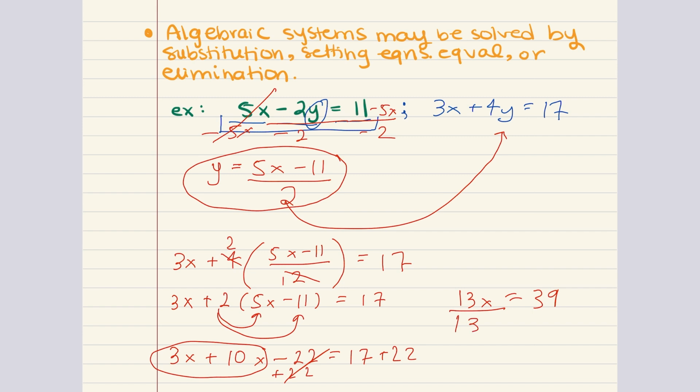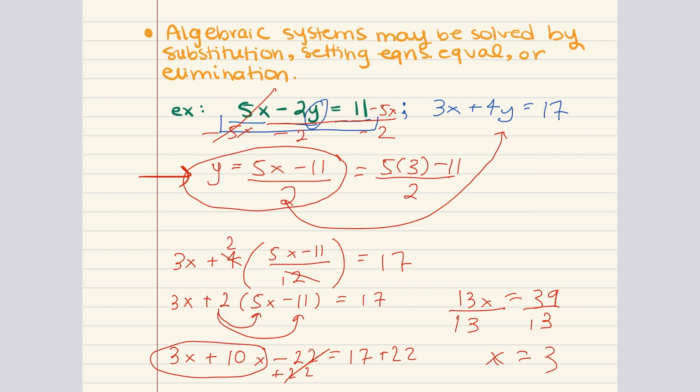Then if we divide both sides by 13, we get that x is equal to 3. Now that we know what x is, we can solve for y. We can go ahead and plug 3 into our expression for y. So we have (5 times 3 minus 11) divided by 2.